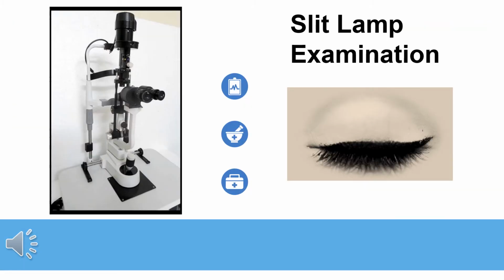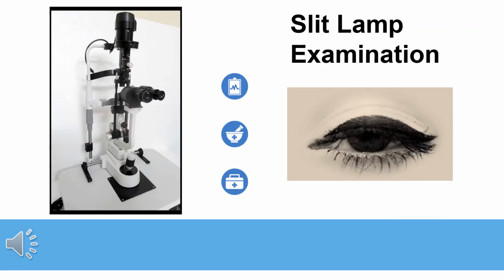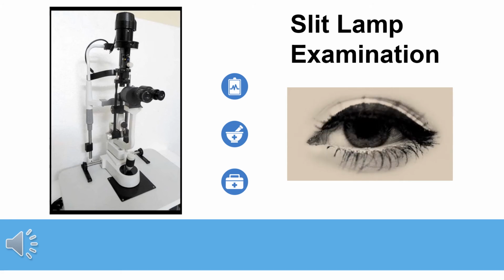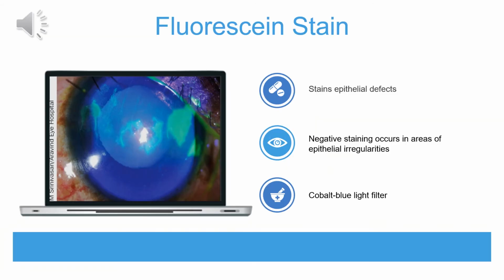Second is slit lamp examination. This can be done to check for foreign bodies that may be causing the said condition. Third is fluorescence staining. Fluorescence stain can be done at the outpatient department for detecting epithelial defects. Please refer to the picture. Epithelial defects would stain green upon application of the said stain. Cobalt blue light filter is used.